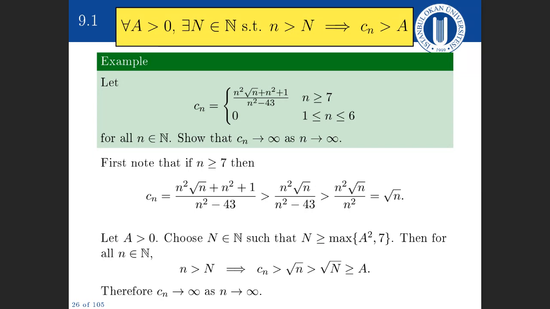And then for all n bigger than capital N, which we know is at least 7, Cn is bigger than square root of n, which is bigger than square root of capital N, which is bigger than A. So we've proved that Cn tends to infinity as n tends to infinity.